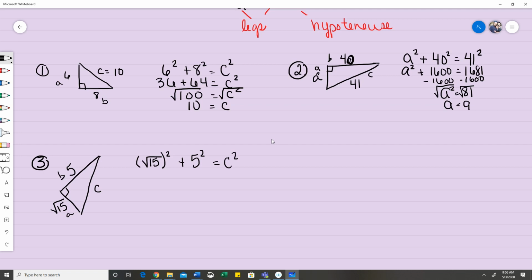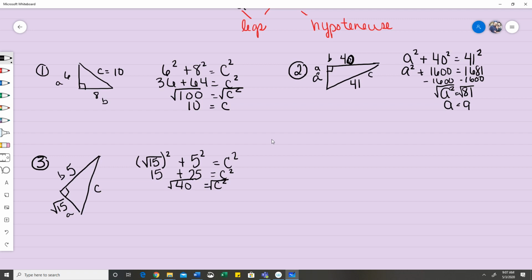Well, when I square a square root, then the square and the square root kind of cancel each other out. So I end up with just 15. And 5 squared is 25. Well, 15 plus 25, I'm going to get 40 equals C squared. And now we need to take the square roots of those. And we want to simplify that as much as possible. Simplify that radical.